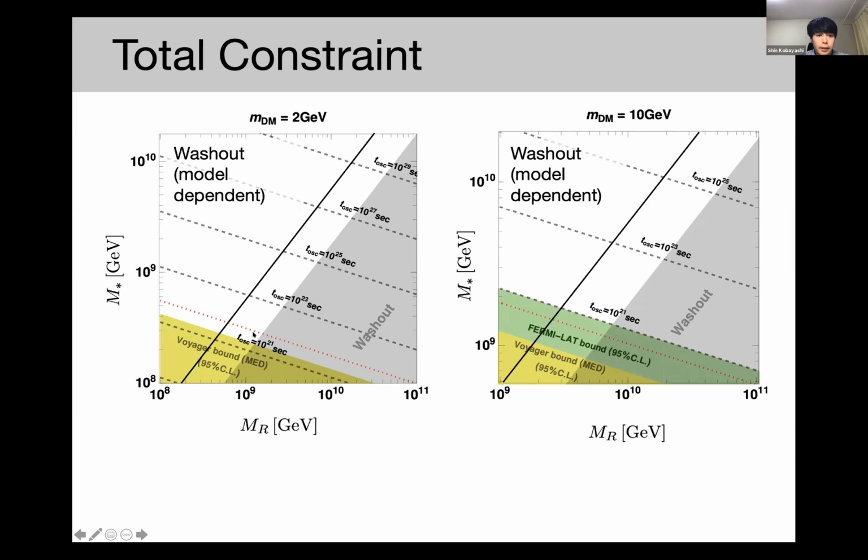And we can see that in the case of light dark matter, there is a small but testable region in the future experiment, like in this region.